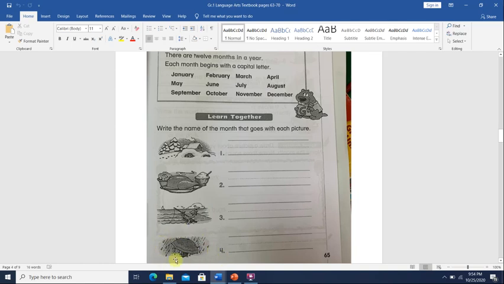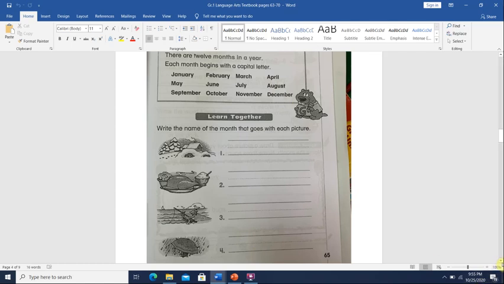Okay, for number 4, it's raining. It usually rains a lot in spring. So springtime would be April and May. April and May usually have a lot of rain because this is the season where plants start to grow and it gets warmer. So if I write April, I must begin April with capital A.